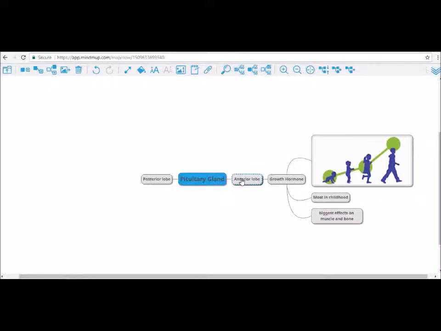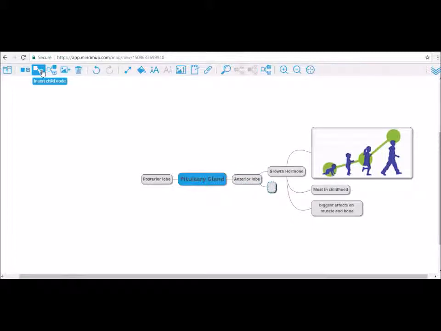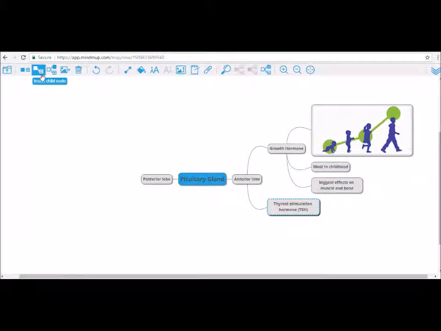The second hormone that we're going to talk about in the anterior lobe is called thyroid stimulating hormone, which is abbreviated to TSH. Now, there's a number of hormones secreted by the pituitary gland that serve to act on other glands of the endocrine system, and thyroid stimulating hormone is one of them.